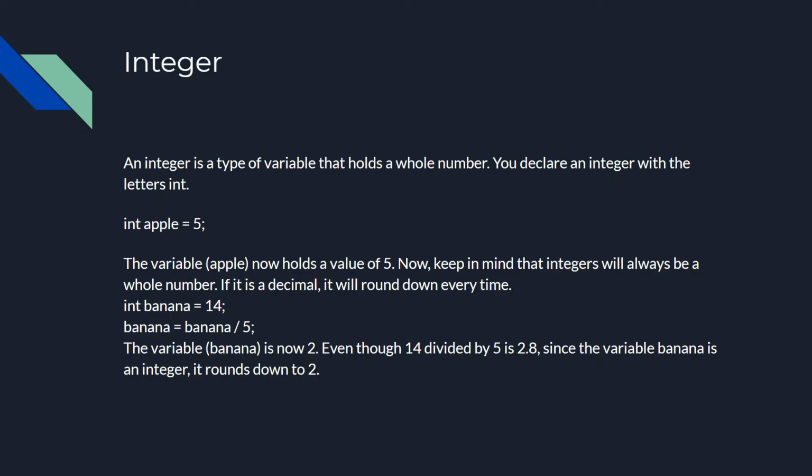In this example, we have int banana as 14, and then we divide banana by 5. The variable banana is now 2. Even though 14 divided by 5 is 2.8, since the variable banana is an integer, it will round down to 2. It won't round up to 3, it won't stay as 2.5, 2.8, it will always round down. And since the closest one to 2.8 is 2, it will be 2.